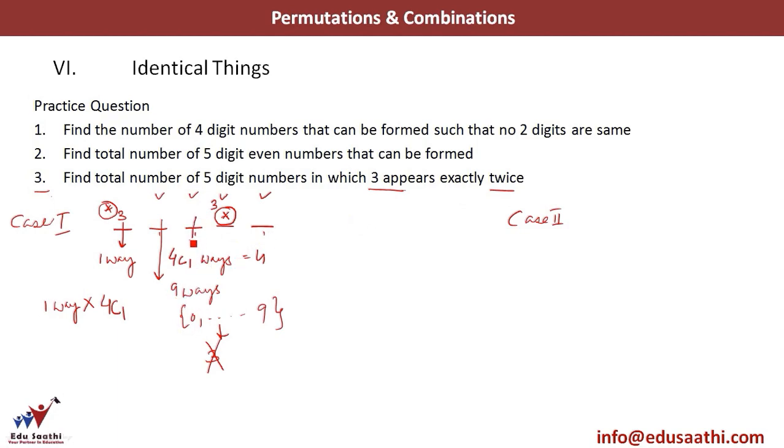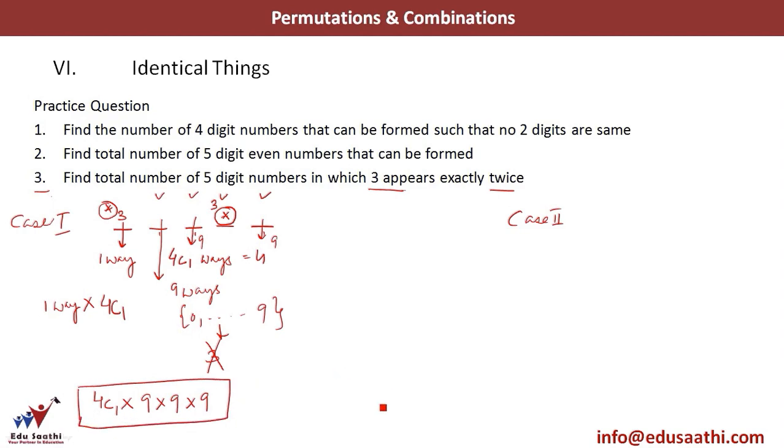Similarly, the hundreds place can also be filled in 9 ways. The same logic as here. And the units place can also be filled in 9 ways. So what is my answer here for case 1? I will have 4c1 into 9 into 9 into 9. So this is my answer for case 1.